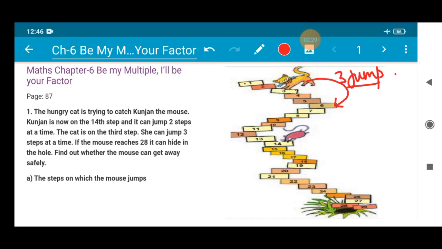So if the mouse reaches 28, if the mouse reaches this 28 step, it can hide in the hole. So when she reaches 28, she can hide into this hole. This is a hole given here, a hole in which the mouse usually hides, right? So find out whether the mouse can get away safely or not. So our main ultimate job is to find whether this mouse can be safe at the end or not. All right, so let us start.